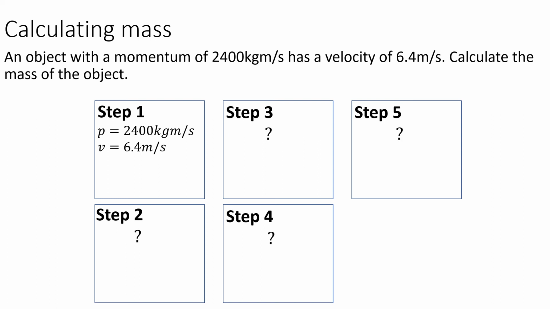Next question. An object with a momentum of 2,400 kilogram meters per second has a velocity of 6.4 meters per second. Calculate the mass. Step 1 has been completed for you. Complete steps 2 through 5.